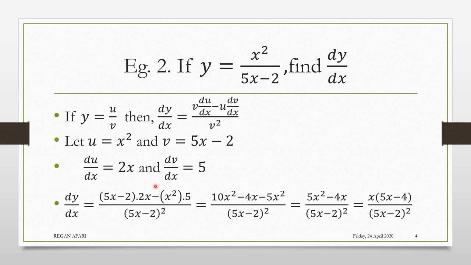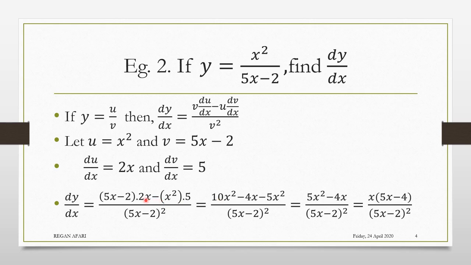Followed by u. But what is u? u is x squared. So this is our x squared, times dv/dx. What is dv/dx? That is 5. So now we are done with the calculus. We are left with algebra. So let's expand. 2x times 5x will give us 10x squared.